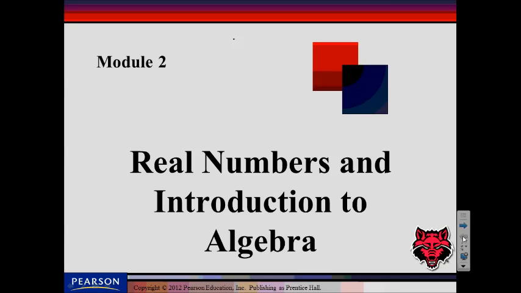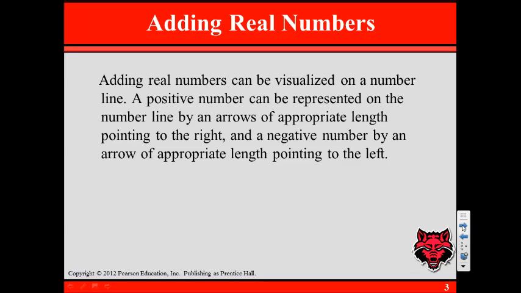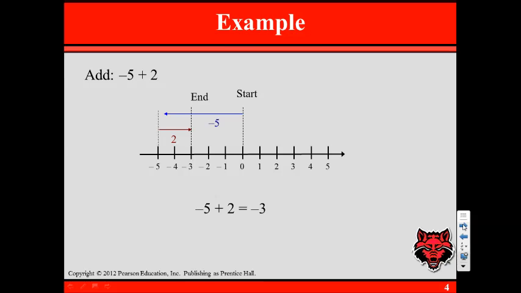In Module 2, Section 3, we will discuss one main concept, and that concept is adding real numbers. Adding real numbers can be visualized on a number line. A positive number can be represented on the number line by arrows of an appropriate length pointing to the right, and a negative number will be represented by an arrow of appropriate length pointing to the left. Let's look at an example of that.